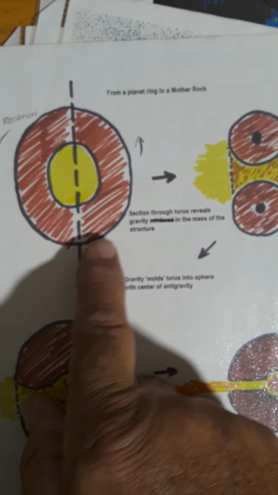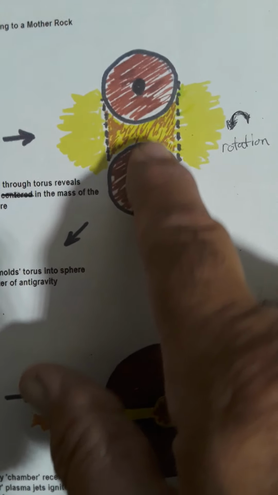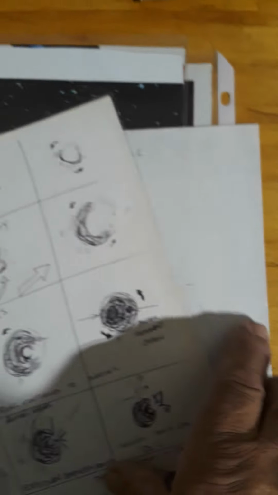Cut through the mother rock, this is what you see, a big donut torus shape. In the center of it, gravity pulls where the mass is in the center of the object. This closes into a chamber inside with hollow areas on both sides. When it gets a charge of antimatter, it starts blowing out two plasma jets either side. And this is what creates a galaxy.